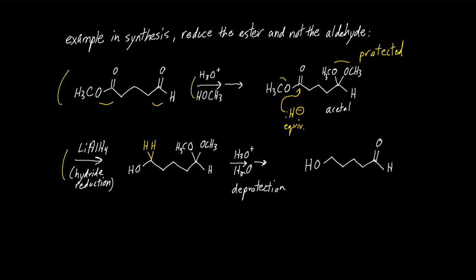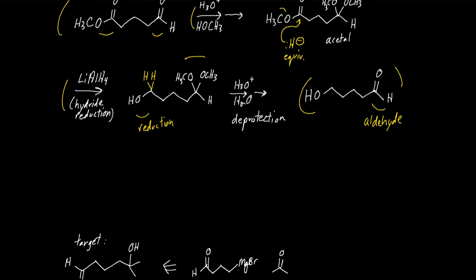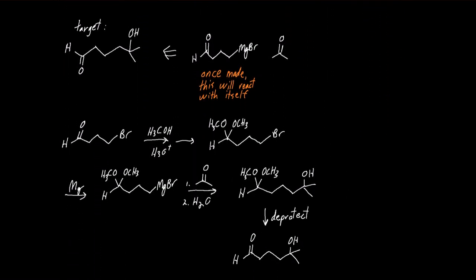So this ester has been reduced. It's a reduction. Hydrogens have been added. Oxygens have been removed. That's reduction by any definition. Now you can deprotect the acetal. Get your aldehyde back. And you manage to do a reduction on one side of the molecule without affecting the other side. So there's a whole lot more we can do with this. We're going to do some more exercises in class and so on.